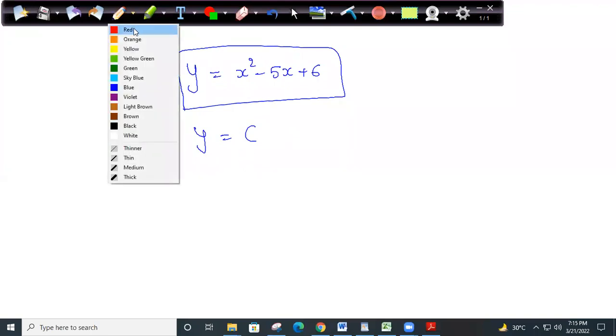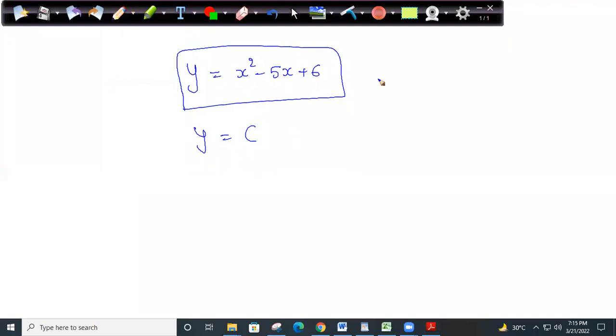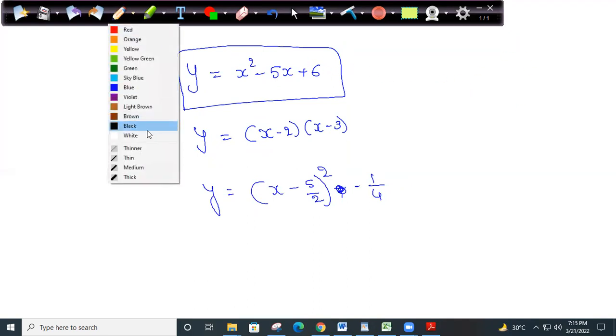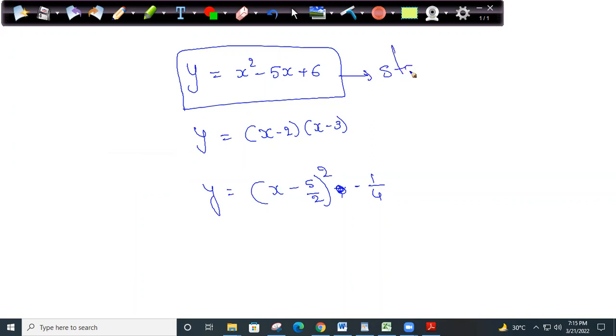Y is equal to x square minus 5x plus 6 is called the standard form. I can also rewrite it as (x minus 2)(x minus 3). I can also rewrite it as y is equal to (x minus 5 by 2) whole square plus 6 minus 25 by 4, which is minus 1 by 4. I'll let you know how I got this. So the first one is generally said to be the standard form. The second one is said to be the x-intercept form. The third one is said to be the vertex form.